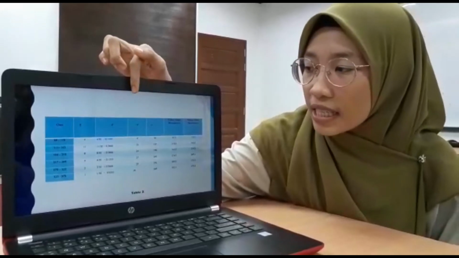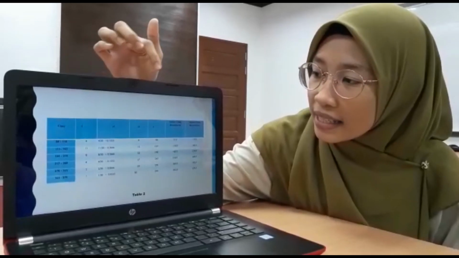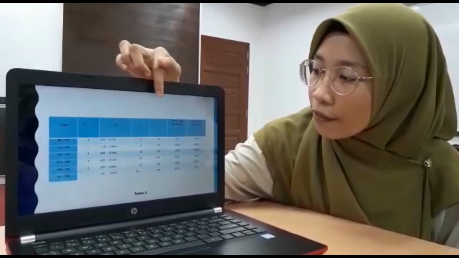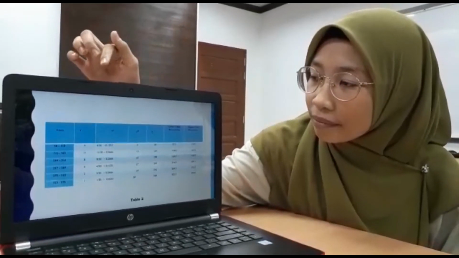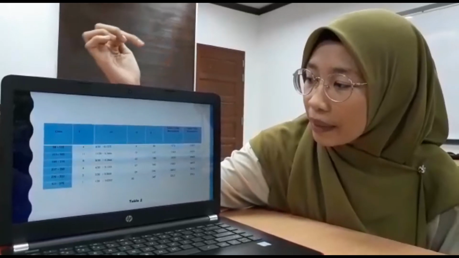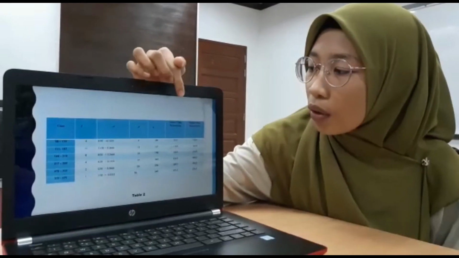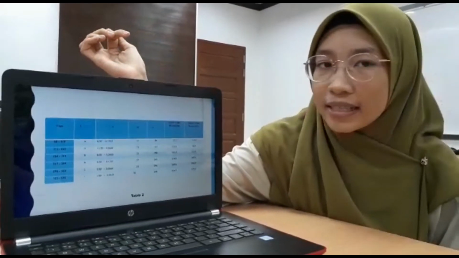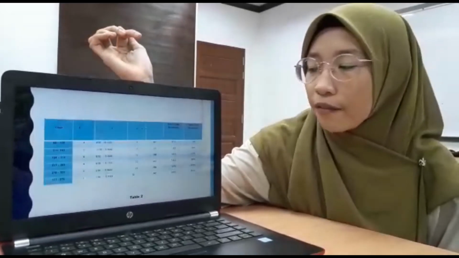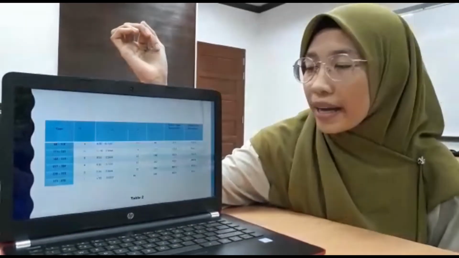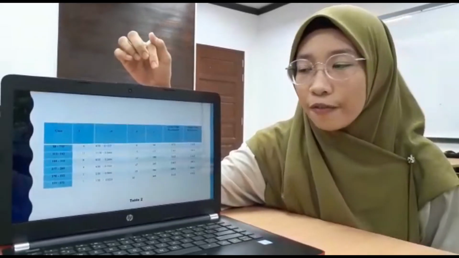For cumulative frequency, we get it from first frequency plus second frequency. And for the midpoint, we get it from the lower class limit plus upper class limit divided by 2. And for lower class boundaries, we get it from lower class limit minus 0.5. For upper class boundaries, we get it from upper class limit plus 0.5.